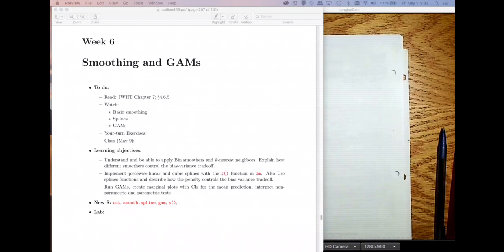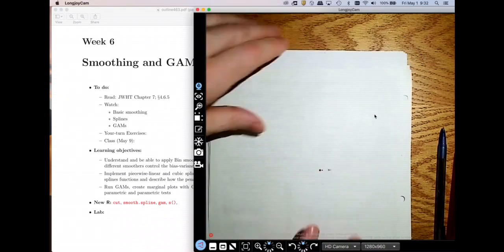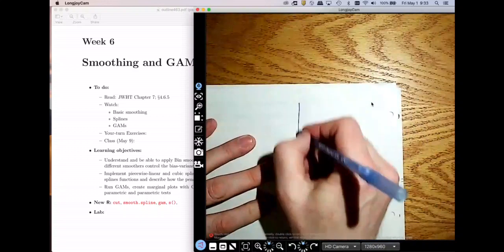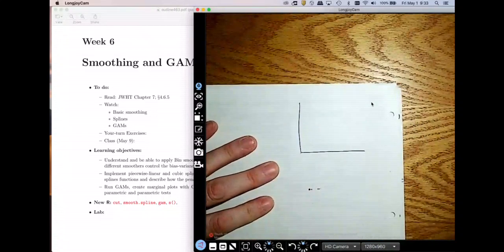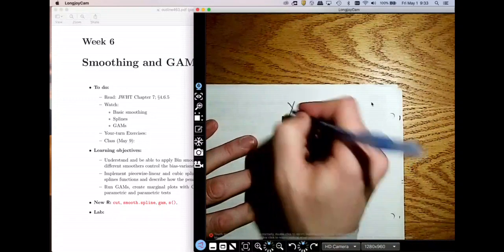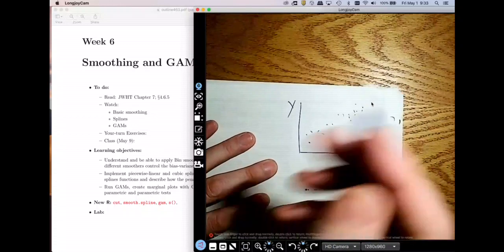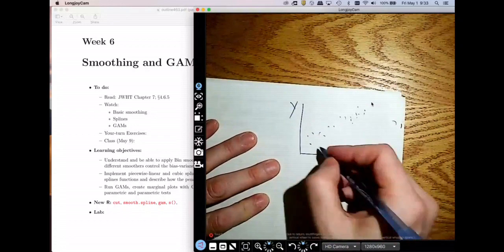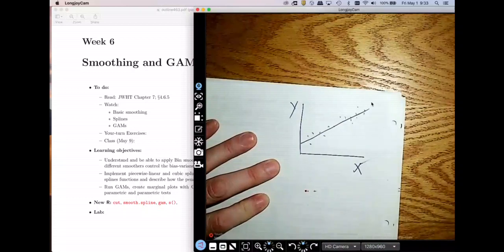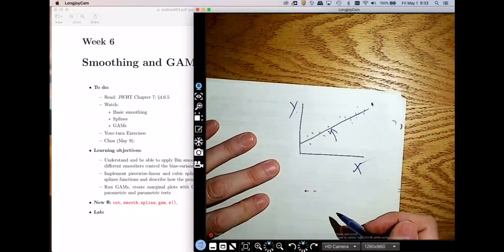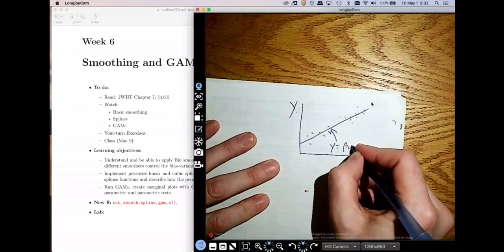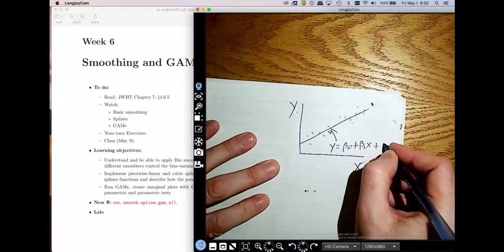So what makes it non-parametric? Well, let me review what we've been doing. What we've been doing is what I could call parametric regression. So I have some x and I have some y, and maybe I have a scatter plot like this, and I say, aha, that looks like a linear relationship, so I will fit a line. So I would assume a parametric functional form for the relationship between x and y that would look something like this. Y is equal to beta naught plus beta 1 times x plus some errors.